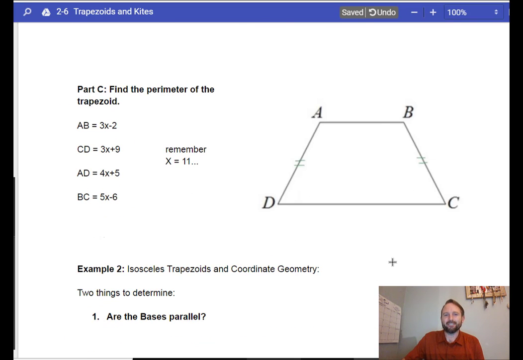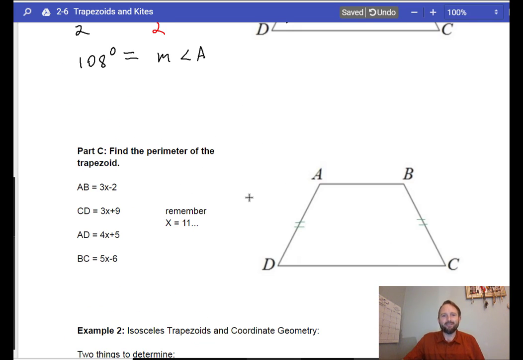Find the perimeter. I jumped the gun earlier. Okay, so it says find the perimeter of the trapezoid. Well, that just means add all the outsides. That's the perimeter. Add all the outsides. So if I was to add all these out, I'd get 3x plus 3x plus 4x plus 5x. That's 6x, 10x, 15x. So I get 15x. Then I have minus 2 minus 6, that's minus 8.